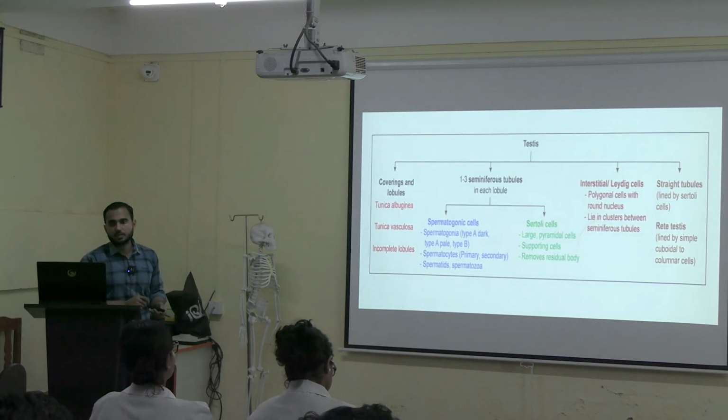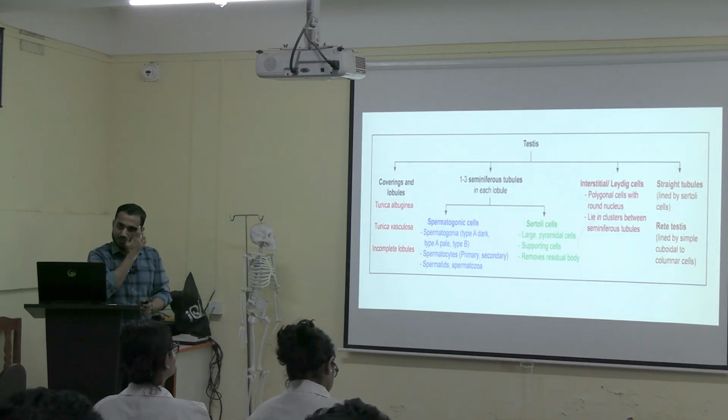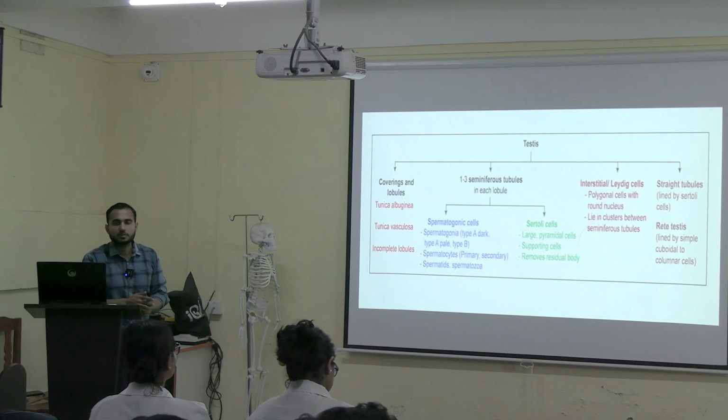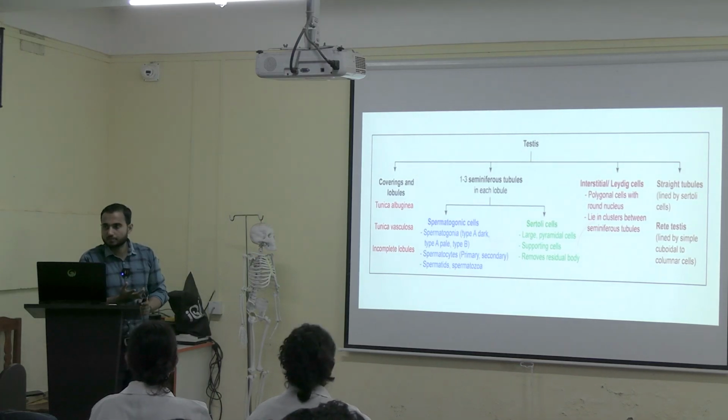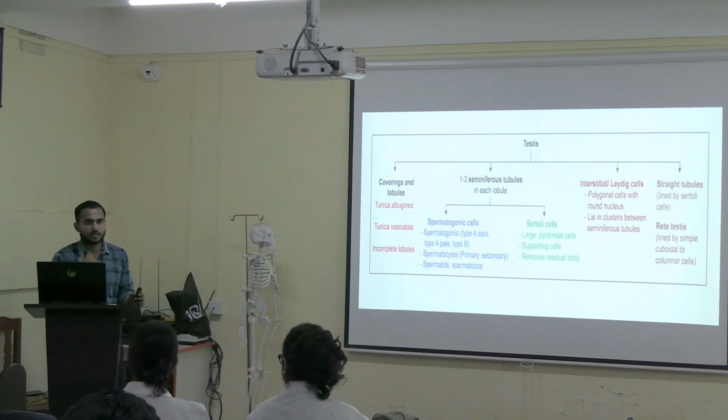So these are the functions. Another important function of the Sertoli cells is that these cells form the blood testis barrier. Now, why is this blood testis barrier important? What is the requirement of this blood testis barrier? Think, what is the reason behind that? Why should this barrier be formed?